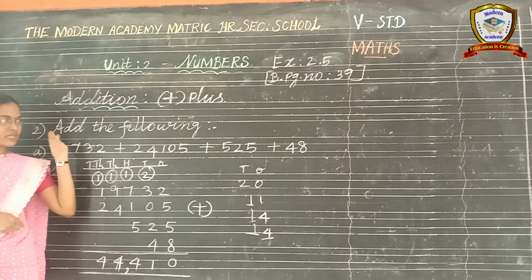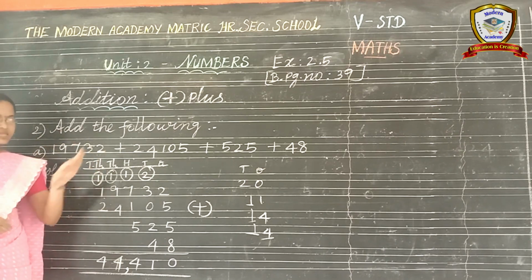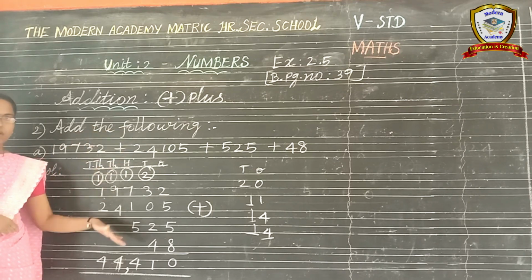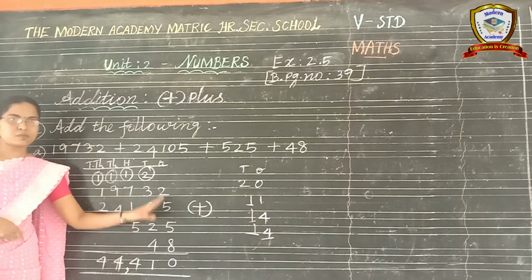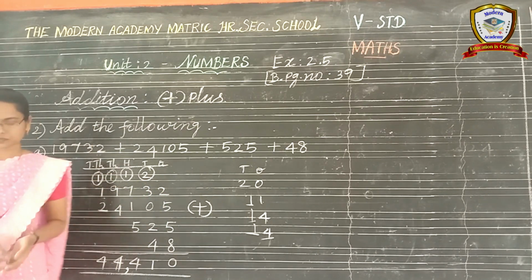Remaining B in the same Roman. Second Roman, B sum, C sum, D sum, homework. The same method. First you have to arrange the given number one by one. After you have to start to add from ones place. Ones place la irundhu add panna start pannunga.